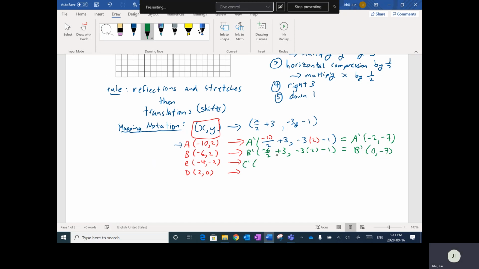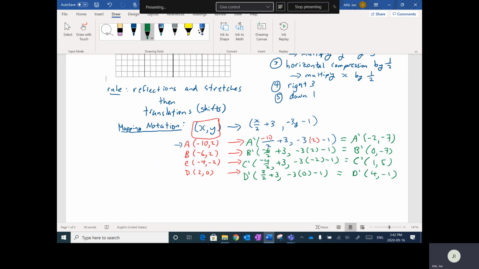Okay, C prime, what do we got here? -4 over 2 plus 3. And -3 times -2 minus 1. So C prime is, what's that? -2 plus 3, which is +1. +6 minus 1 is +5. Okay, and the last one there, D prime becomes 2 over 2 plus 3, -3 times 0 minus 1. All right, so D prime: 2 divided by 2 is 1. 1 plus 3 is 4. And we got 0 minus 1, which is -1.